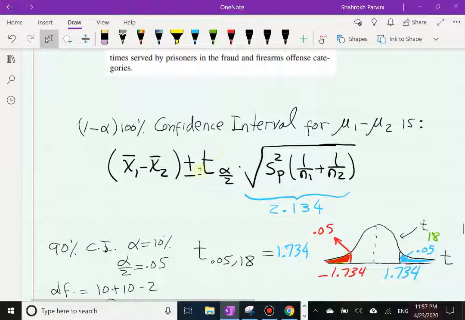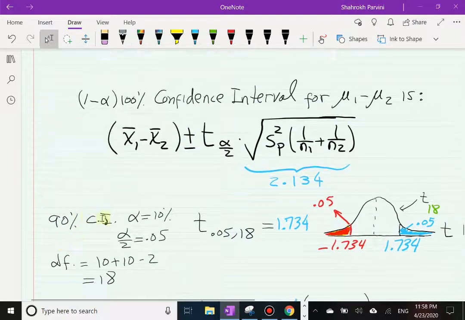Because I need this t multiplier, right? t alpha over 2. So I'm showing you how you get that t score. For a 90% confidence interval, alpha is 10%, half of that 5%. Degrees of freedom 18. So you're looking at 0.05 and 18 degrees of freedom. I went to the t table, and that's the number you get. So you have plus, there's minus, your t score. And pretty much everything we have from before, right?